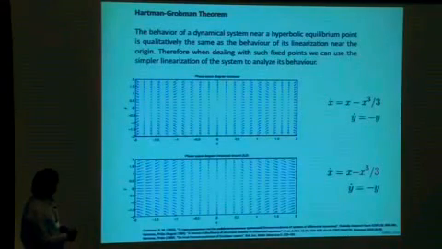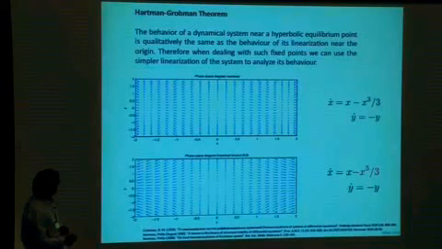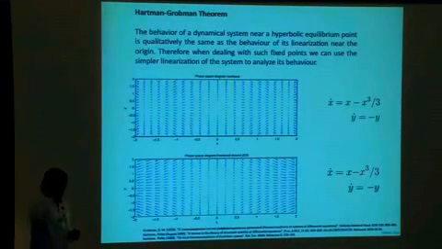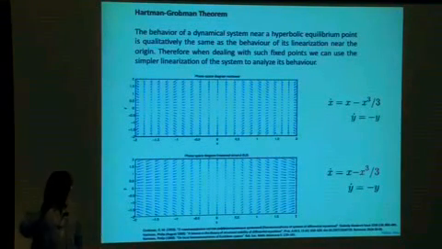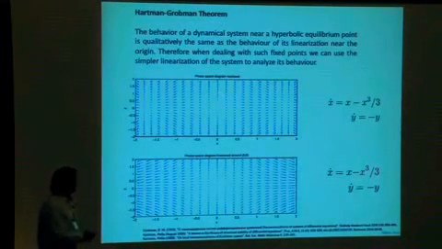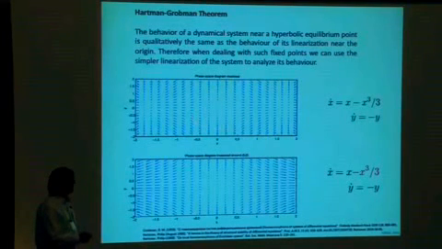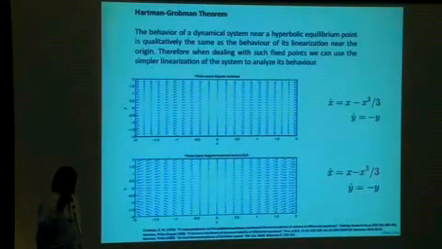Unstable fixed point here, stable fixed point here, unstable fixed point here. So the flow goes like this. One important theorem is called the Hartman-Grobman theorem. In the neighborhood of a fixed point, like this unstable fixed point, the behavior of the system shows identical behavior as its linearization.